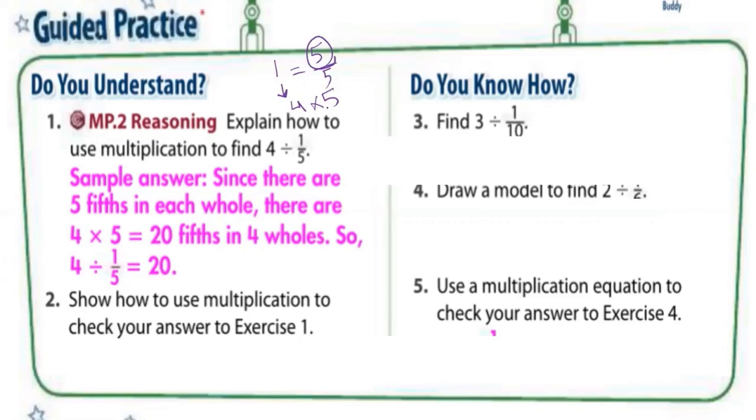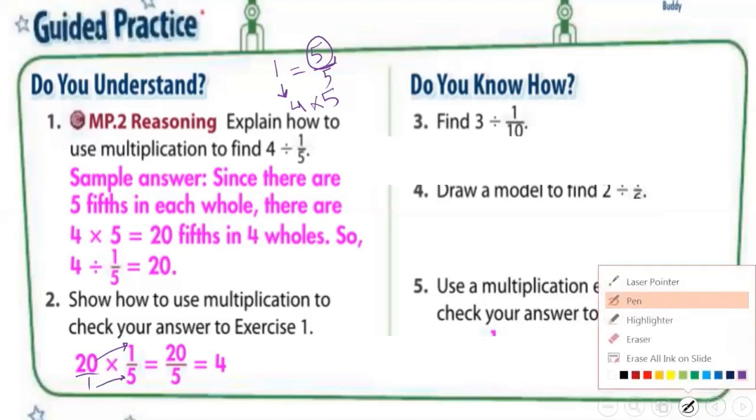Show how to use multiplication to check your answer. If we multiply directly 4 by 5, I will get 20. Okay, and if we make it numerator and denominator, here is denominator 1, but it is not written. Multiply 20 by 1 equals 20, 1 by 5 equals 5, 20 divided by 5 equals 4, and here is the answer. Copy the answer, everybody, and move to the next question.